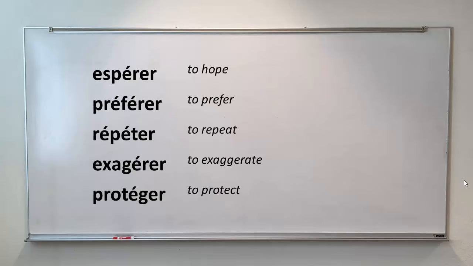All right, well, that's it for this lesson. Remember that répéter is grouped with these other verbs that have a similar spelling change, where the accent aigu changes to the accent grave in all of the forms except for the nous and the vous. So espérer, to hope, préférer, to prefer, répéter, to repeat, exagérer, to exaggerate, protéger, to protect.